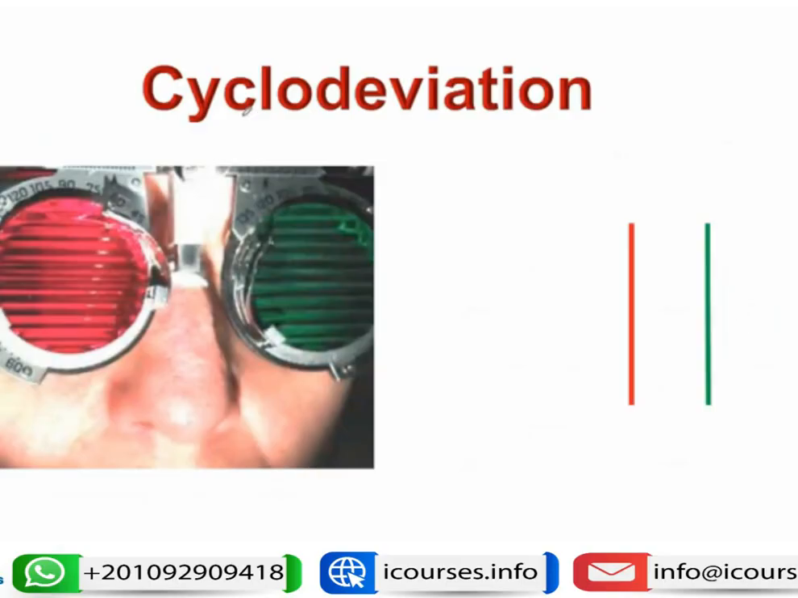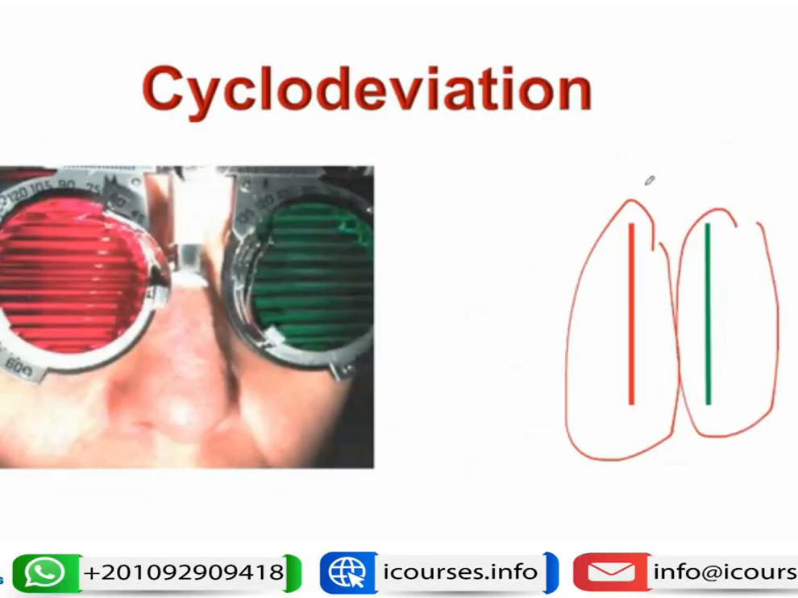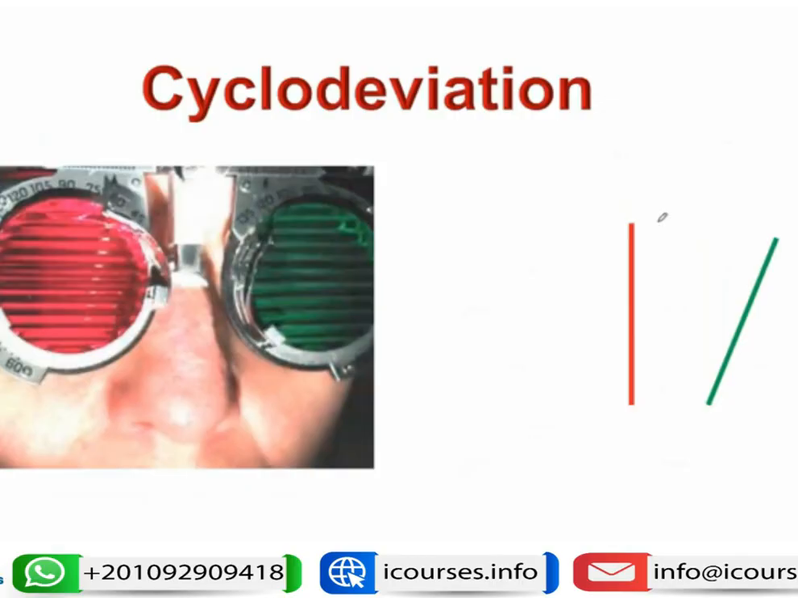So by cyclodeviation, meaning that if the patient has incyclotorsion or excyclotorsion, a red Maddox rod is placed in front of the right eye, and a green Maddox rod is placed in front of the left eye, while the glass rods or the cylinders are in the horizontal direction. The patient will see a white vertical line. So if the patient can see the vertical lines of both eyes parallel to each other, then this means that the patient doesn't have cyclodeviation. If they are oblique like this, the patient has cyclodeviation.